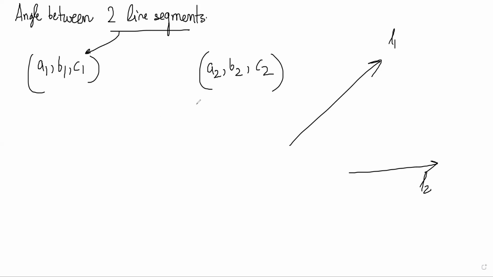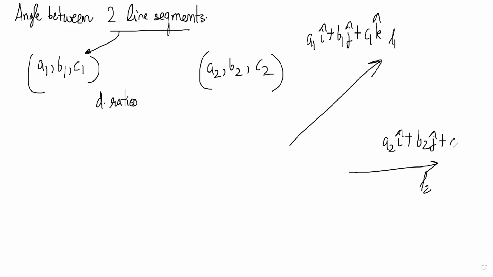Yes. So if you want the angle between two vectors, the best way to do it is a dot product of the two vectors, right? Because direction ratios are given, the L1 vector can be written as A1 i cap plus B1 j cap plus C1 k cap. And this vector can be written as A2 i cap plus B2 j cap plus C2 k cap.